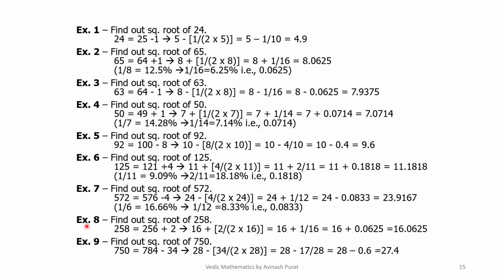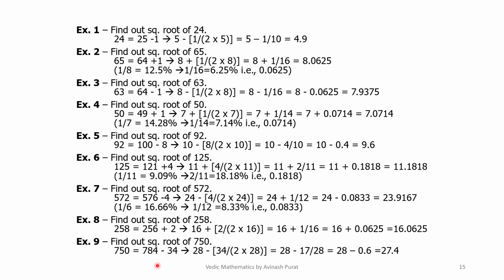Eighth example is find out square root of 258. Now 16 square is 256. So 258 equal to 256 plus 2. That is 16 plus 2 divided by 2 into 16. That is equal to 16 plus 1 by 16. That is 16 plus 0.0625 equal to 16.0625. Find out square root of 750.